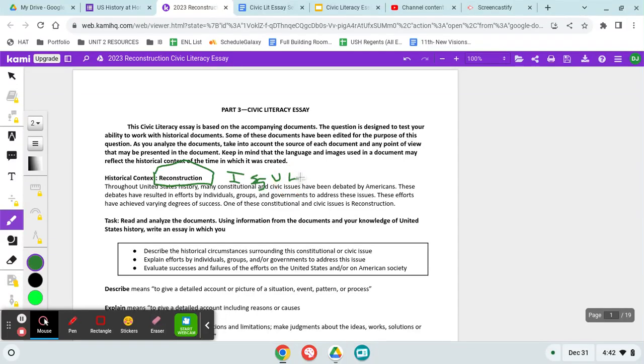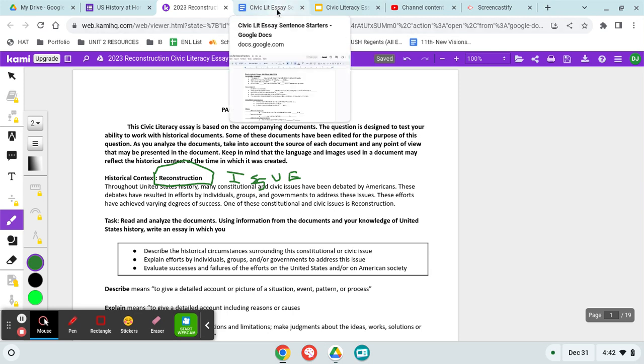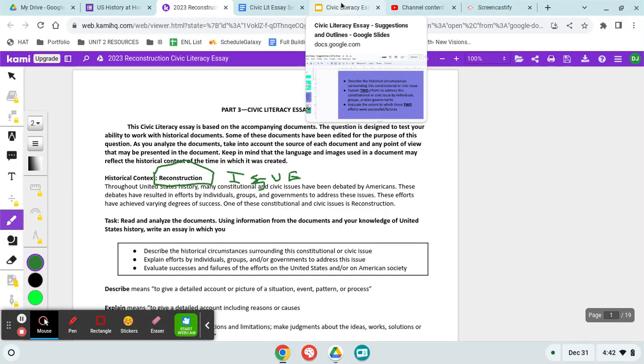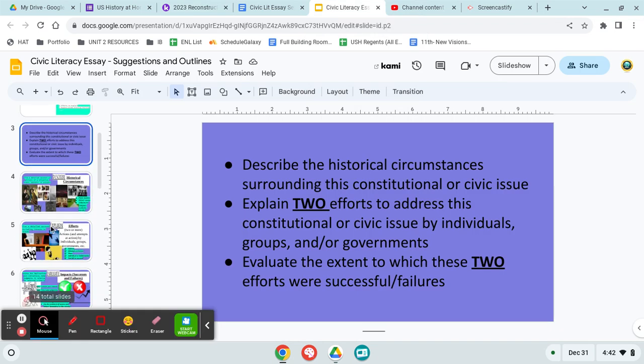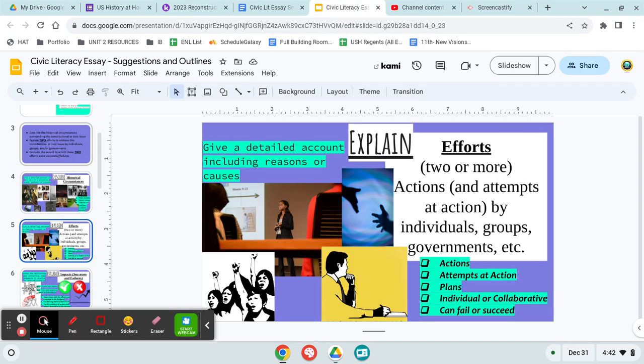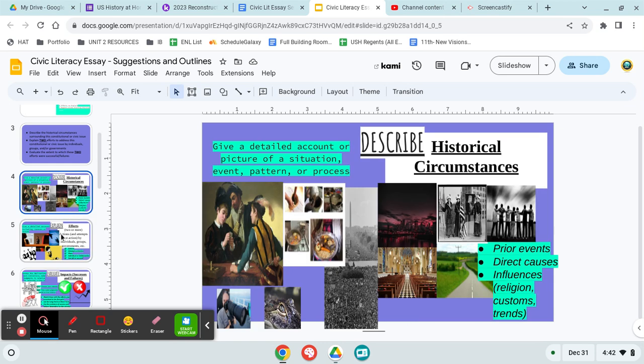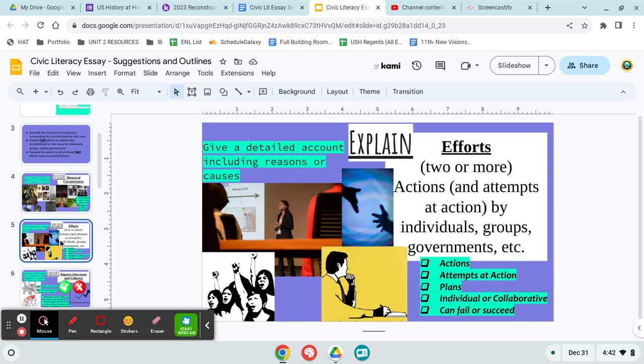And so we're talking about explain 2 efforts to address this issue. Here we're going to look at efforts on Reconstruction, efforts on reconciling and reuniting the country following the Civil War. So explaining the 2 efforts. Again, an explanation is a detailed account, including reasons or causes. It's a little different than just a description because in addition to this detailed account for a description, the explanation has to have the reasons or the causes.